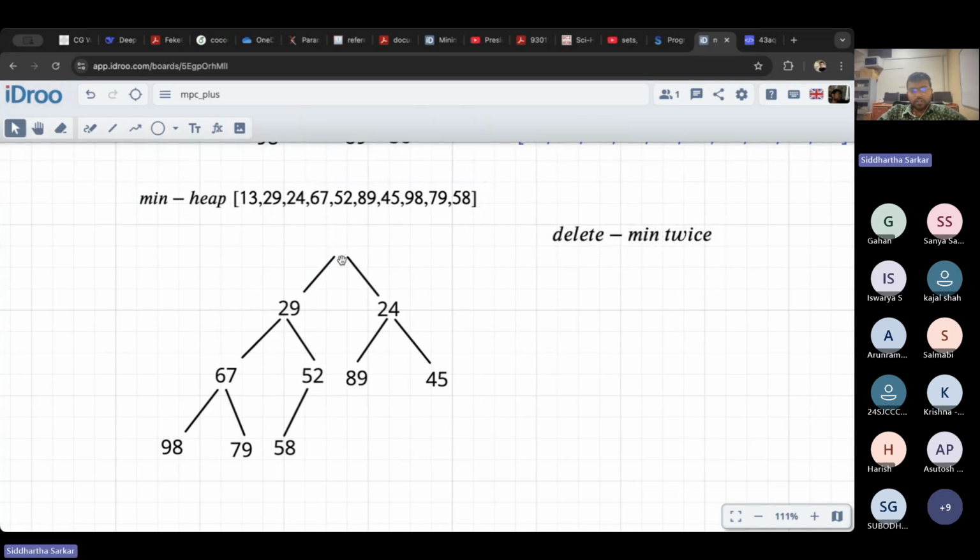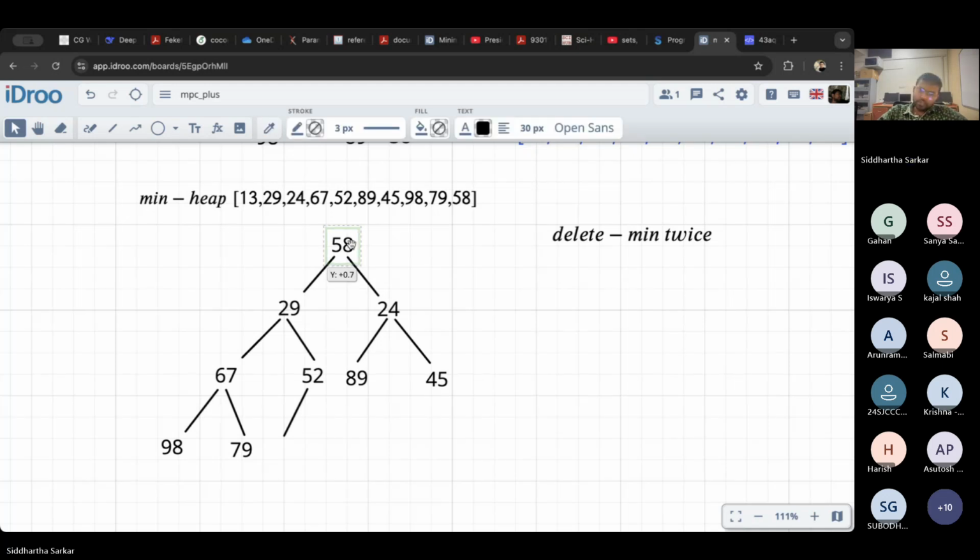We deleted it. Now in this tree, the last element is 58. That is the last level, last element is 58. So I bring this here at the root and I check whether the min heap property is violated. So is 58 smaller than both the children of 58? That's what I have to check. But it turns out that 58 is larger. So what we will do, we have to do a swap.